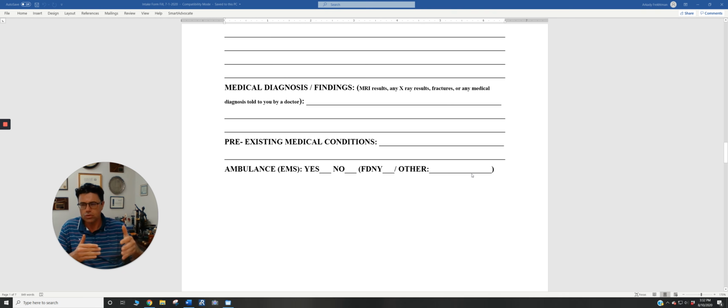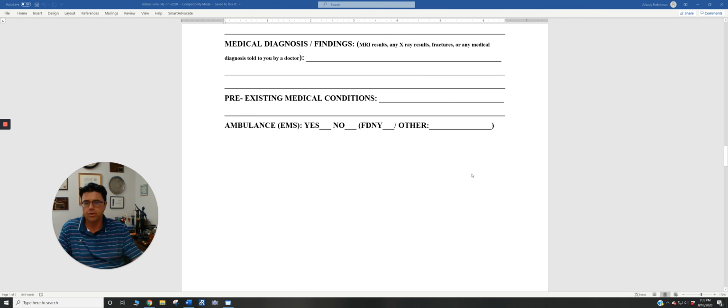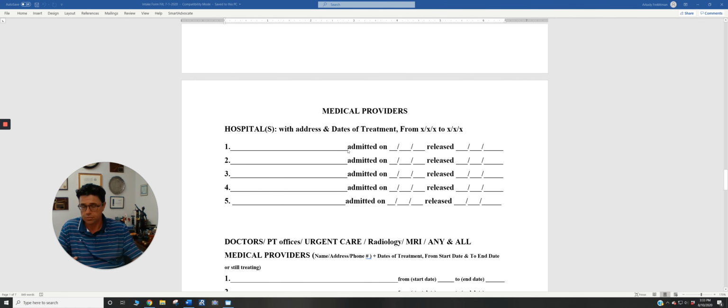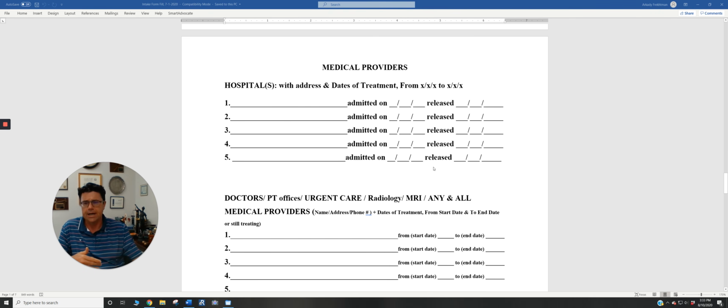And then you get into that day, right? Whether it's a slip and fall or a car crash, the trauma, whether you took an ambulance to the hospital, all the medical providers you saw, the hospital with the date of admissions. Now people are going to urgent care as well.